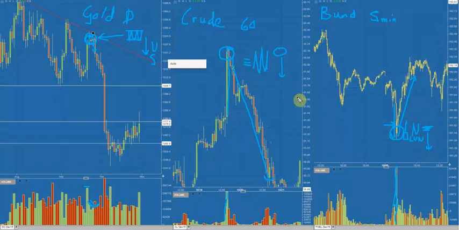This is just a graphical representation of what trend reversal areas look like, where the market moves from one extreme towards the other. So this is a trend reversal zone, this is a trend reversal zone, and this is a trend reversal zone.